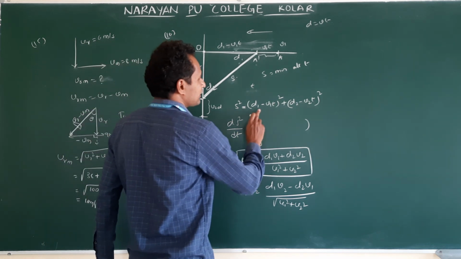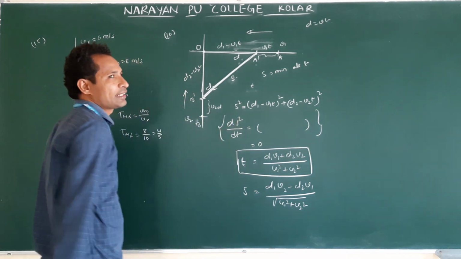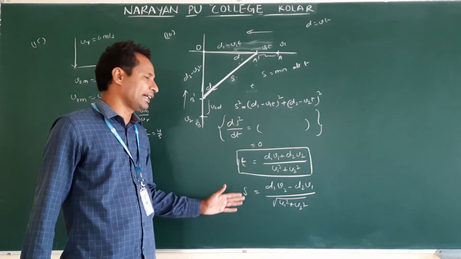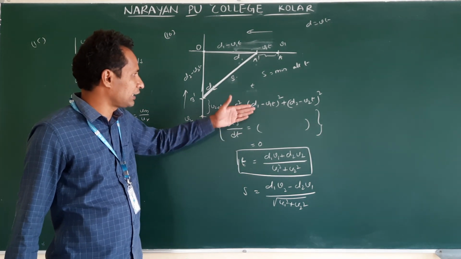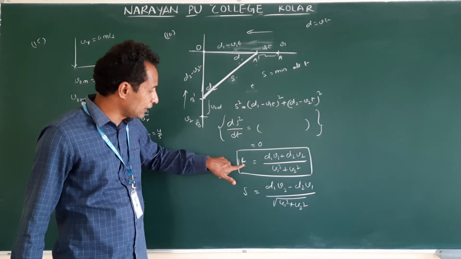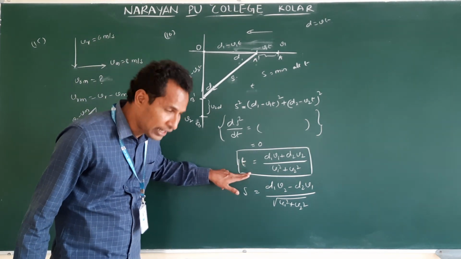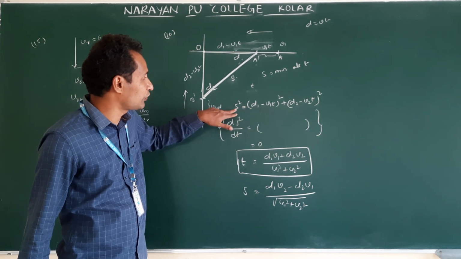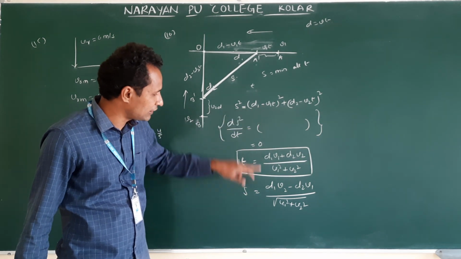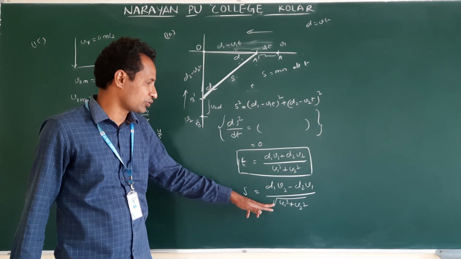This differentiation I am not explaining here, once you do it in mathematics you can understand. If I do this, it will make you confused. To avoid that, I take direct formulas. After differentiating this equation, we equate to 0 and get the t equation. Means at this time S will become minimum. By substituting t in this, we get S minimum: d1v2 minus d2v1 by under root of v1 square plus v2 square.